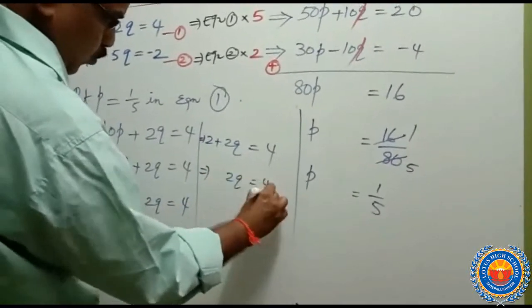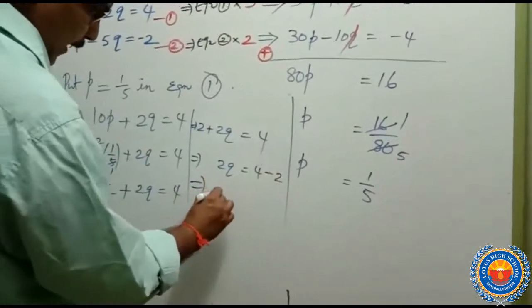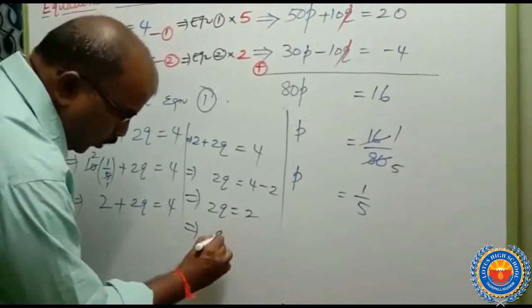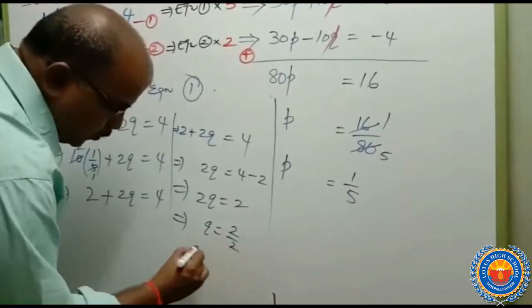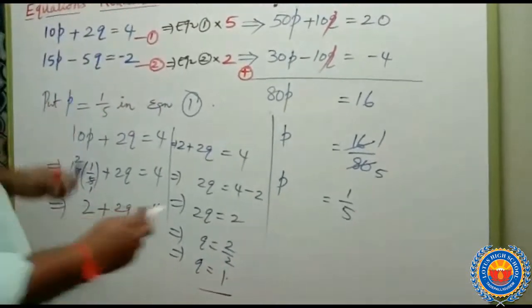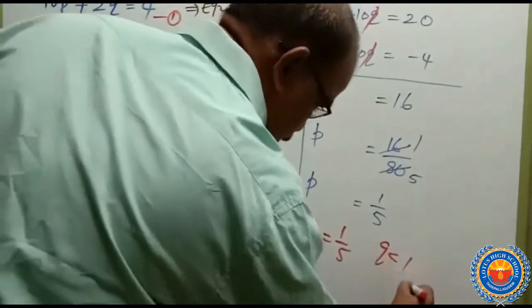2q is equal to 4 minus 2. 2q is equal to 2. q is equal to 2 by 2. That implies q is equal to 1. Just now I got p is equal to 1 by 5 and q is equal to 1.